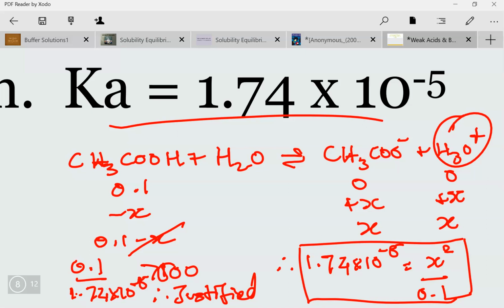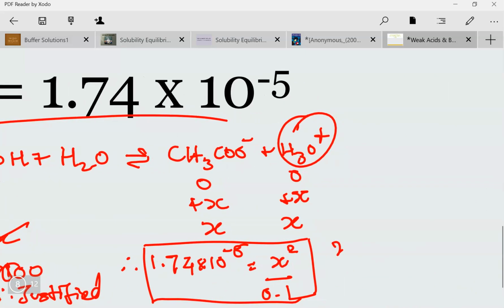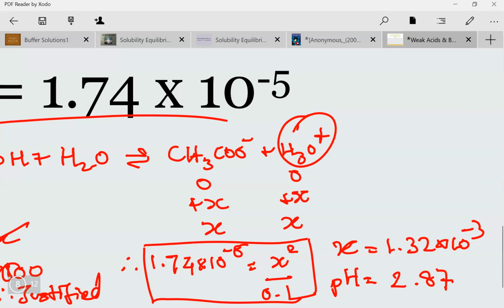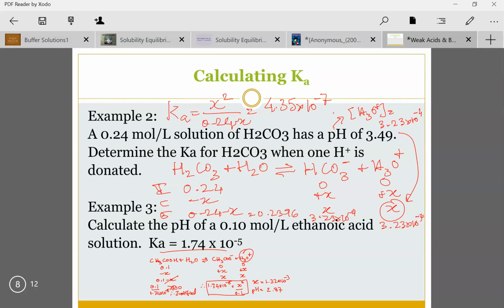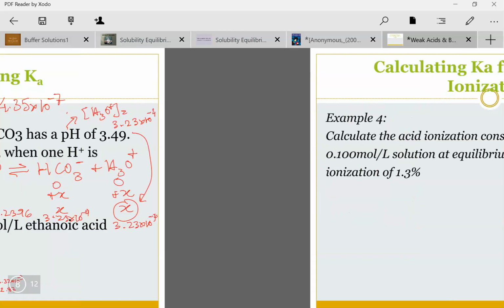So I'm doing this times 0.1 and taking the square root: the Ka, 1.74 times 10 to the negative 5, times 0.1, and then taking the square root of that answer to give me an x value of 1.32 times 10 to the power of negative 3. From here I can easily calculate my pH by doing negative log of that H3O plus concentration, or H plus concentration, to give me a 2.87 pH. I'm not too worried about sig figs for the moment, but hopefully you will be worried about them on the test to a reasonable extent.